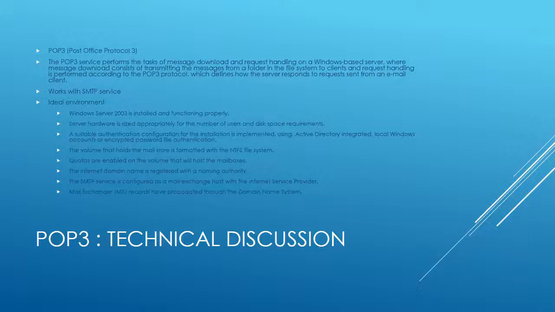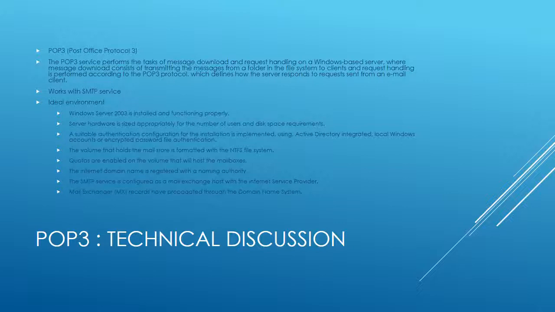The SMTP service receives email from the internet, saves the email to the queue folder, and notifies the SMTP delivery service for POP3 of the arrival of email. The delivery service then moves the email to the POP3 mail store, where it is available for download to a POP3 email client. The ideal environment for the POP3 service consists of the following.